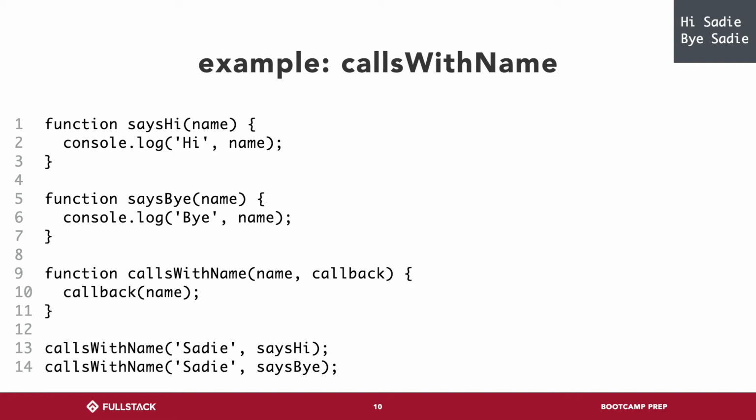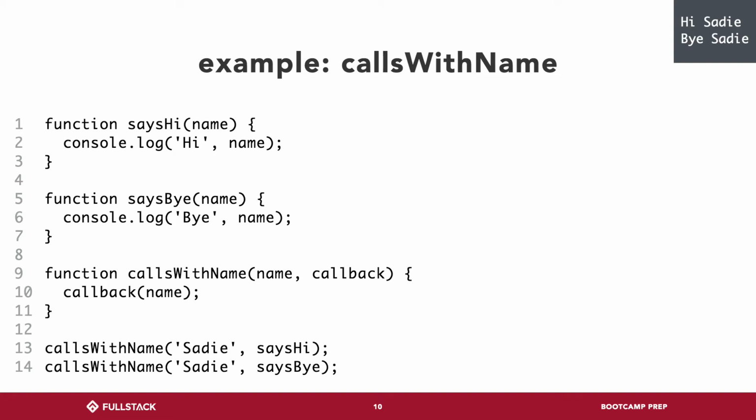If I comment that line out, that calls with name will interpret both name and callback as two strings, so two variables. Okay. If you comment this out and then you call this, it won't do anything. What if you enter it into the say hi or say bye calls with Sadie, what would happen?